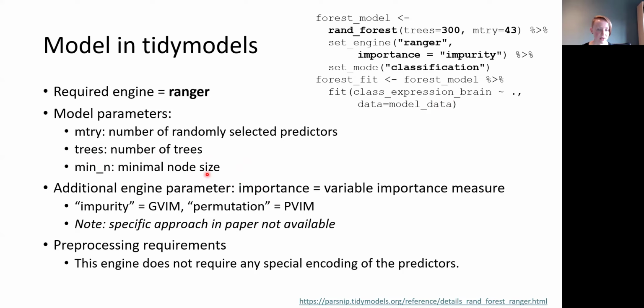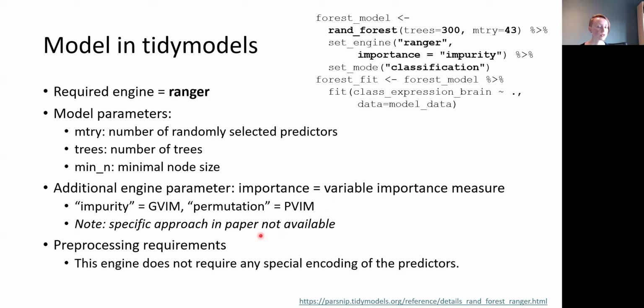The other interesting thing when we're doing this that we haven't seen previously, though, is that we can also add in additional engine parameters. So when we set our engine here to Ranger, we've also added another parameter here, which is called importance. This lets us set a variable importance measure, which is what I have talked about a lot today. So we can set this as impurity, which is our Gini variable importance measure, or permutation for the permutation BIM.